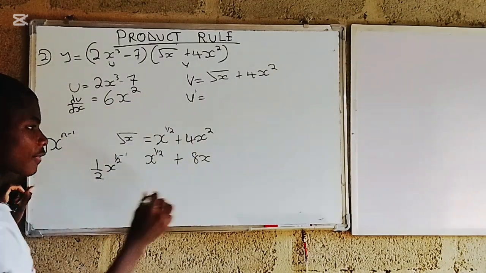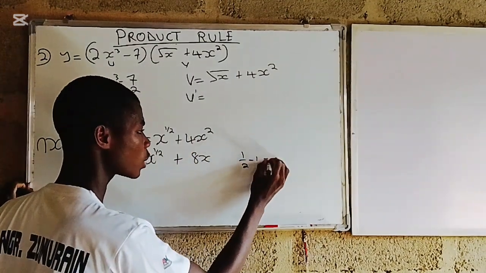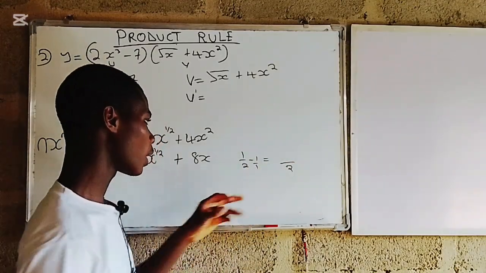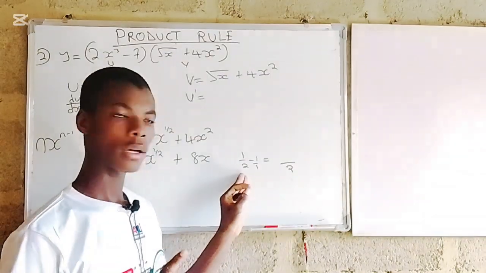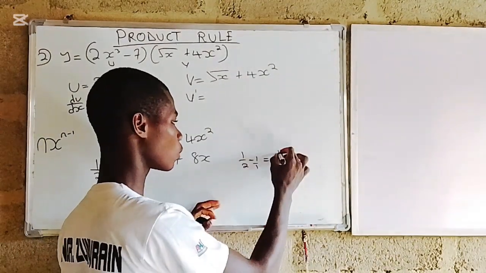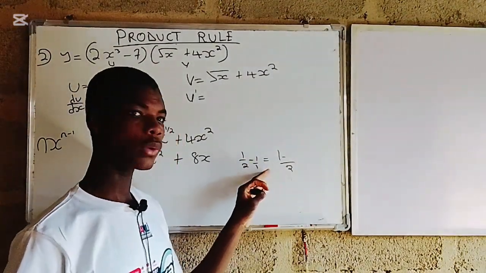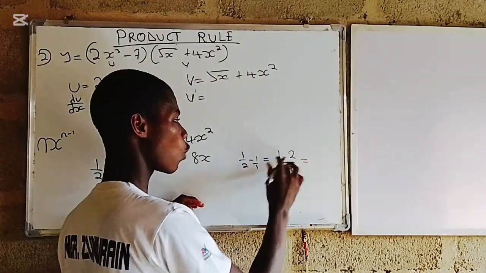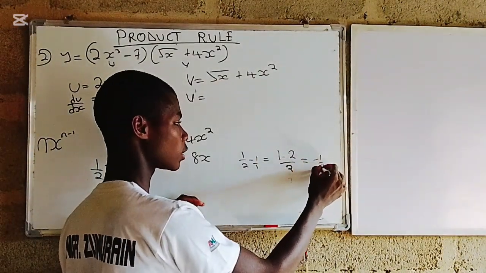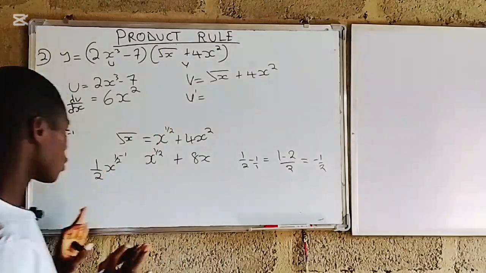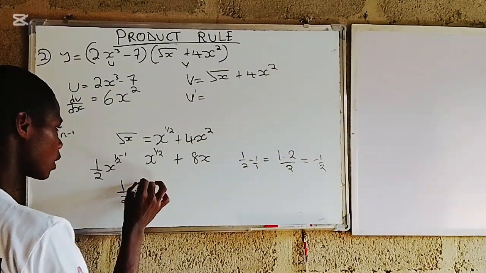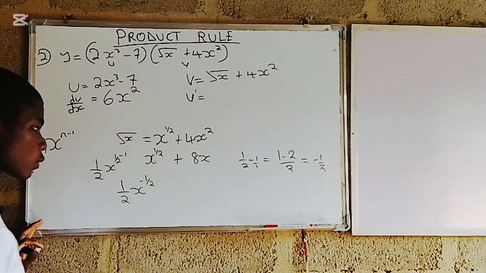So if I subtract 1 over 2 by 1, what should I get? LCM, which is 2. 2 into 2, 1. 1 multiplied by 1, 1. Minus 2 into 1, 2. 2 multiplied by 1, 2. 1 minus 2, negative 1 over 2. So the next thing is that I have to say 1 over 2 x to the negative 1 over 2.